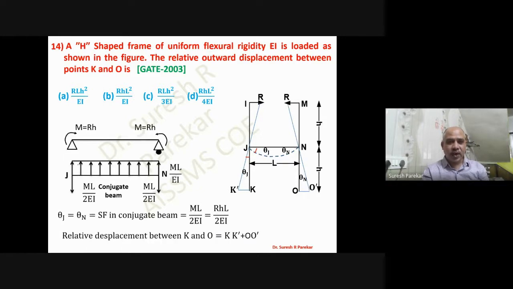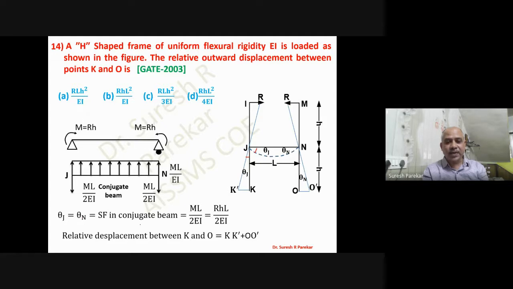So M is equal to R into H. Now we have considered this by the conjugate beam method. We have a constant moment, so I have shown this constant moment. This is the M by EI diagram. And then the reactions are the same, ML upon 2 EI, ML upon 2 EI. Now here, for theta J, the shear force in the conjugate beam is equal to the slope in the actual beam. So the shear force in the conjugate beam is the actual slope in the actual beam.